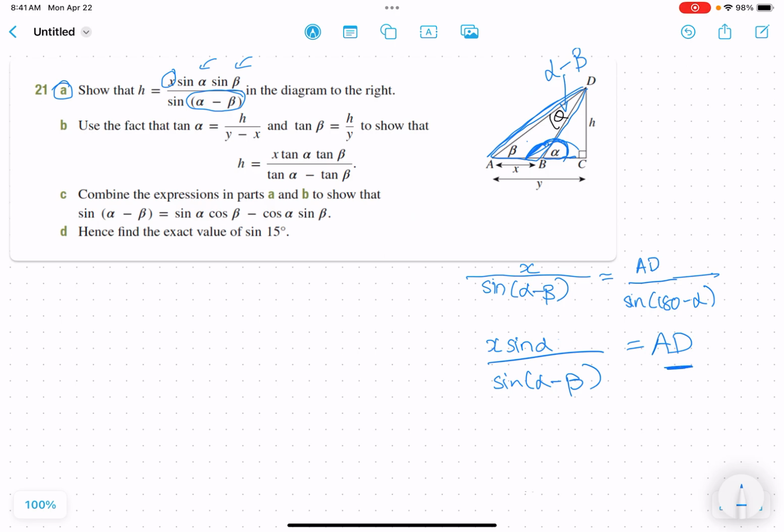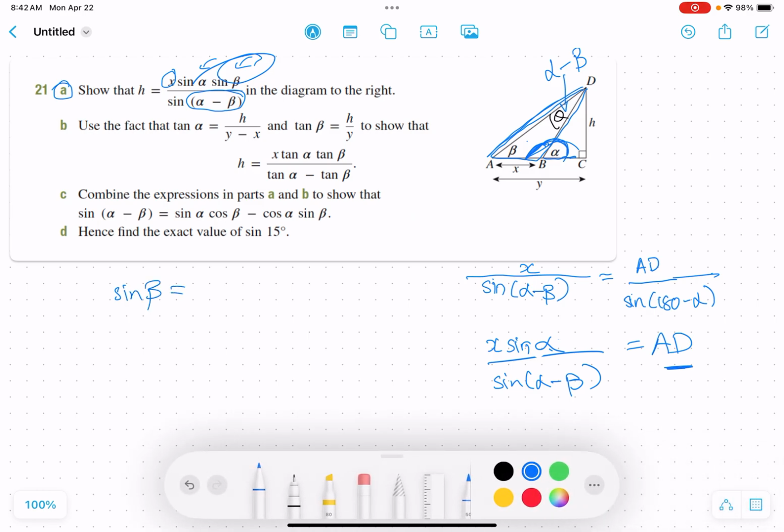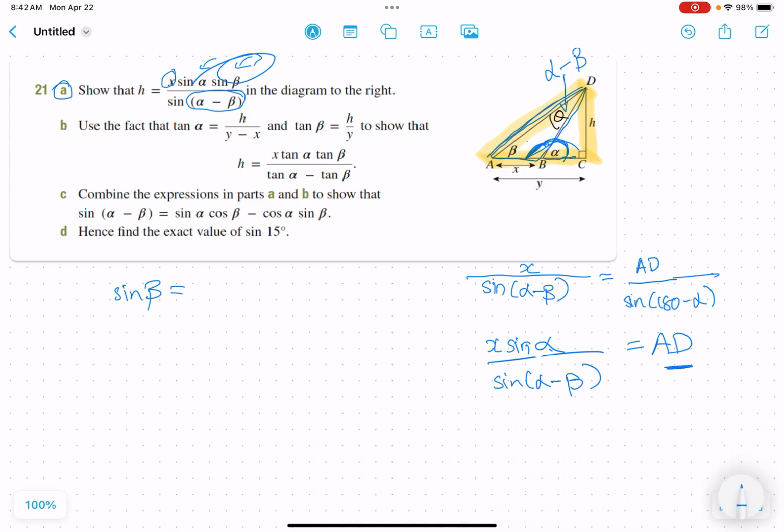You can see I've got a sine alpha and a sine alpha minus beta, so now I'm just looking for a sine beta. I've used that triangle now, so why don't we use this big triangle for sine beta? Because it's 90 degrees, it's opposite over hypotenuse, and that is using AD. So we can see now I've introduced H, which is also what I wanted to introduce. So H is equal to AD times sine beta.